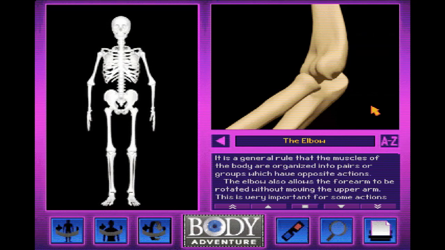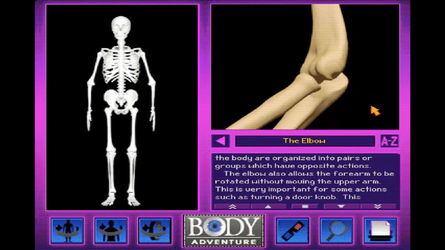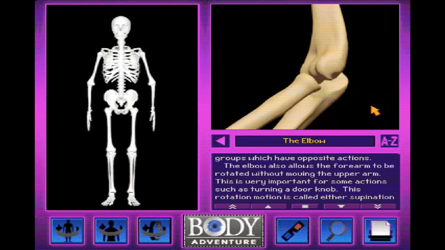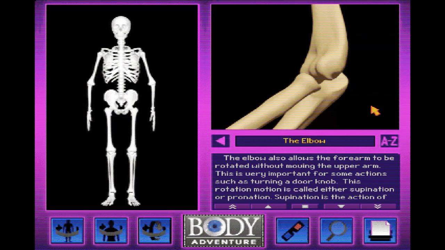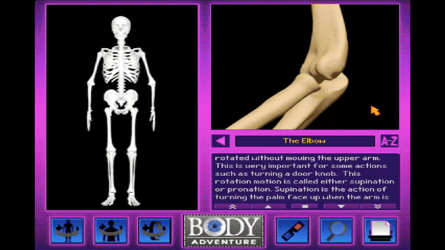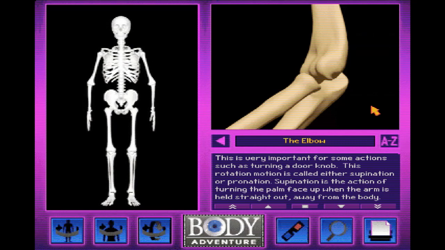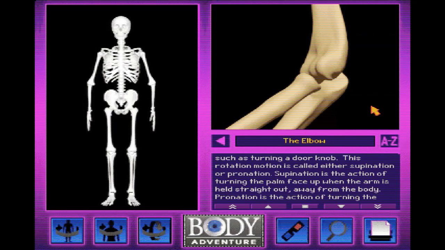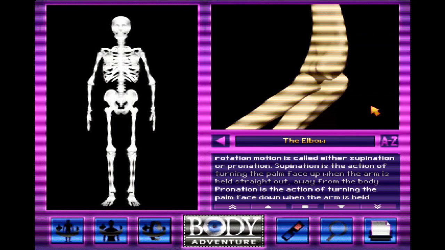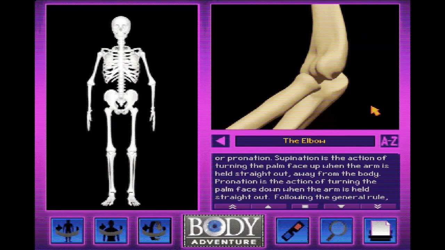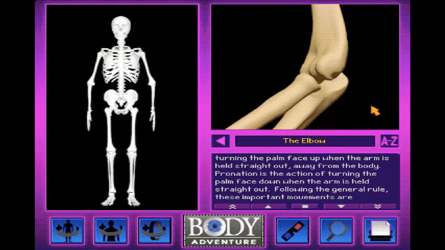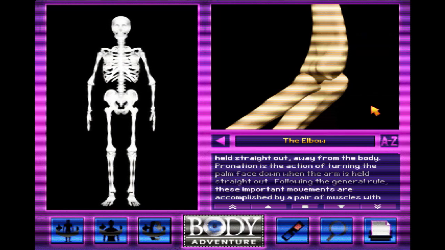The elbow also allows the forearm to be rotated without moving the upper arm. This is very important for some actions, such as turning a doorknob. This rotation motion is called either supination or pronation. Supination is the action of turning the palm face up when the arm is held straight out, away from the body. Pronation is the action of turning the palm face down when the arm is held straight out.